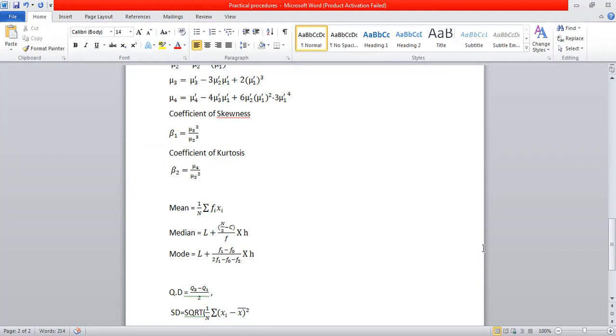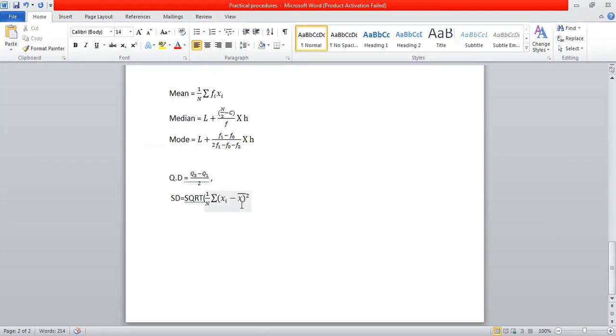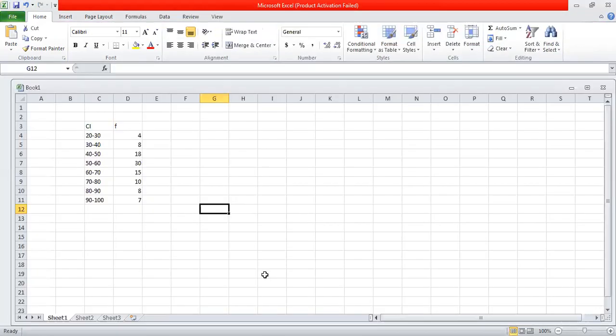So for dispersion we will calculate two measures, and for central tendency we will calculate three measures. First we'll find out the mean value. Coming to mean, what is the formula? 1 by n summation fi into xi. What is xi? Generally we consider the mid values. So mid values are nothing but the xi values.